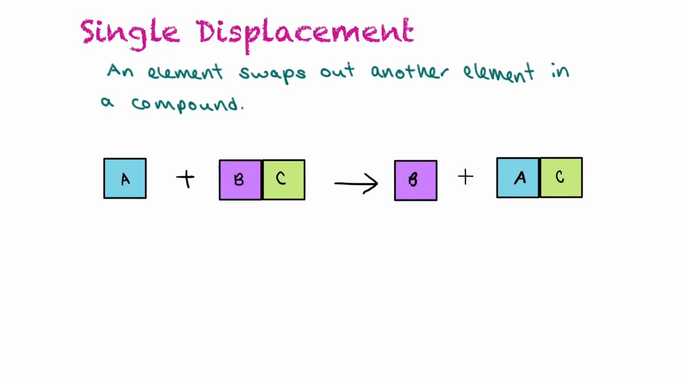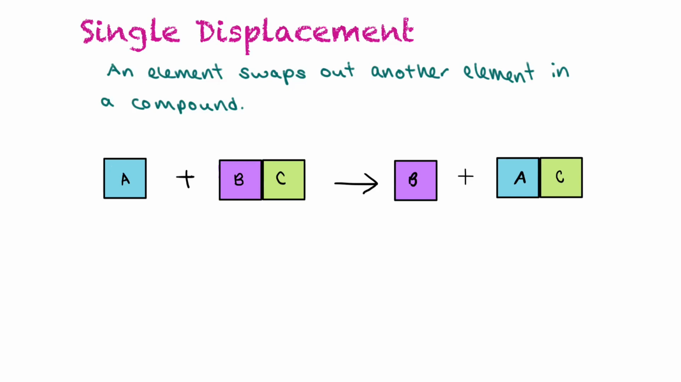A single displacement reaction is when an element swaps out another element that's in a compound. So we have this lonely A here, and it's hanging out. It wants to swap with the B in here. So A plus BC makes B plus AC. Now we're going to try that.